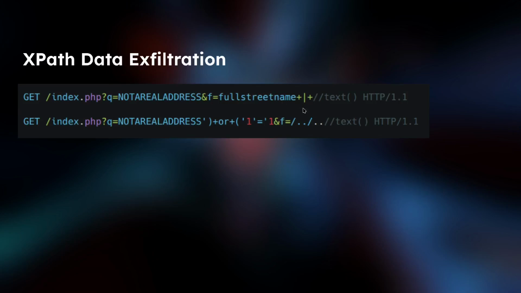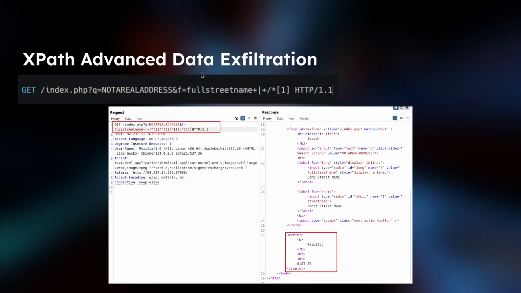I wasn't able to get this to work in some instances. This down here is the same, but you also have this or true evaluation to get the same thing. And then you're just using the filter to get all the text. But I wasn't able to get this to work in the lab. I'm not sure if there was something I was doing wrong, but anyway, there's some more advanced exfiltration here.